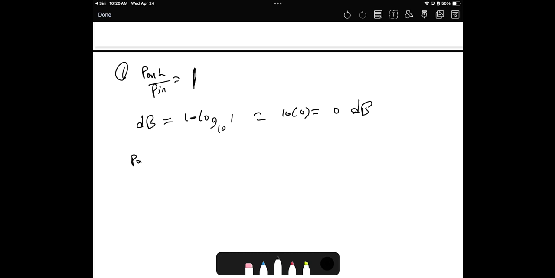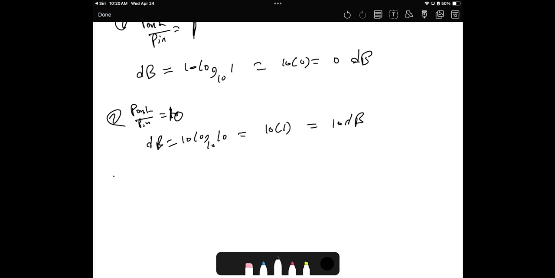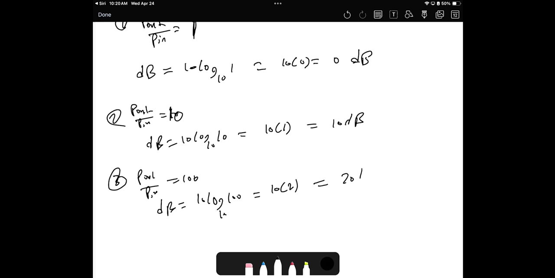How about if the ratio is 10? If the ratio is 10, it will be 10 log base 10 of 10, which will make it 10 times 1, then it will be 10 dB. Okay? How about the ratio P out over P in equal 100? Then in dB, it will be 10 log base 10 of 100. 100 means 2, 10 times 2 will make it 20 dB. Then 1000 is 30 dB, and so on.